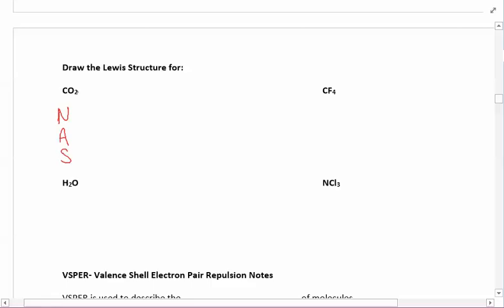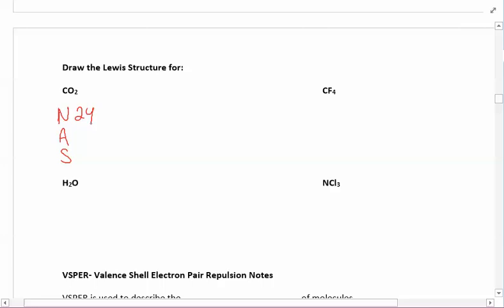We have carbon dioxide here. The first thing we're going to do is count up how many electrons are needed. For most atoms, they need 8 electrons. The exceptions to this are hydrogen and helium, and boron. Hydrogen and helium only need 2, and boron needs 6. We don't have those 3 exceptions, so we have 3 separate things needing 8. So we need 24 electrons.